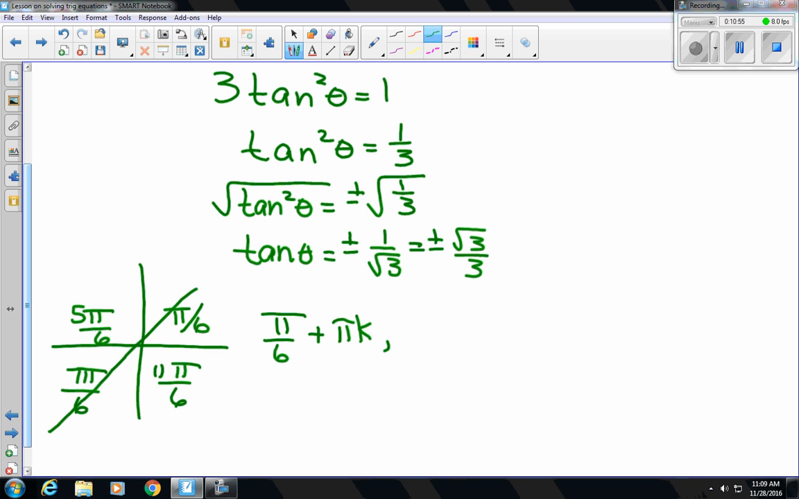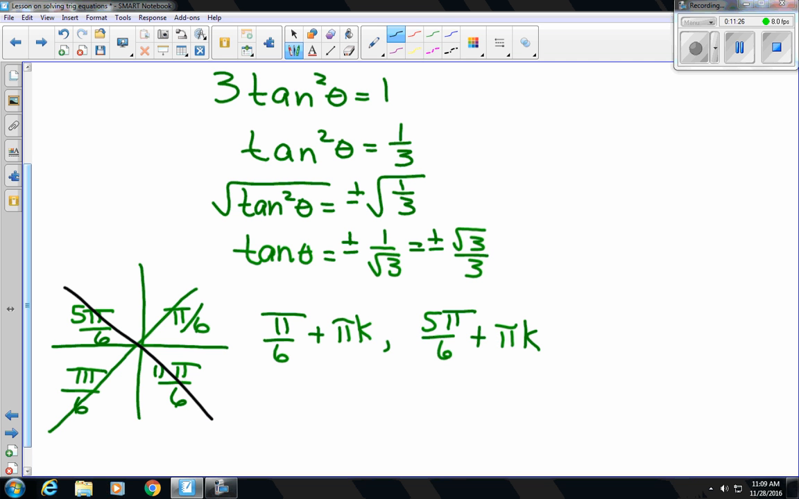All right? Separated by a comma. I need to get the other two, so what should I do? 5 pi over 6 plus pi k. And so that will get me this line. Starting here at 5 pi over 6 plus 6 pi over 6 gets me 11 pi over 6. All right, that's the way that you answer the first part of the question.